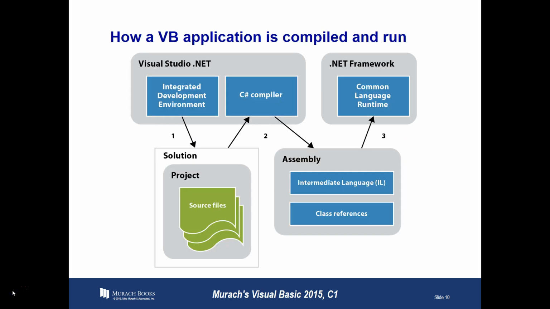In this slide, you can see how Visual Studio .NET compiles and runs. So here we have Visual Studio .NET, the integrated development environment that we code in. And from there we go into our solutions project, where all the source files are located in the solution directory that I showed you earlier. And then from there we go into the C# compiler, and then to the assembly, the intermediate language, and from here to our common language runtime.